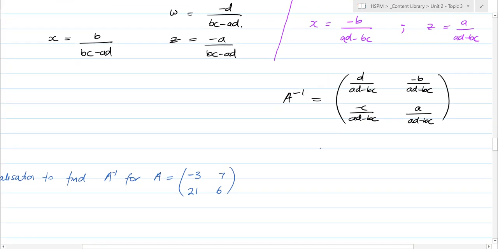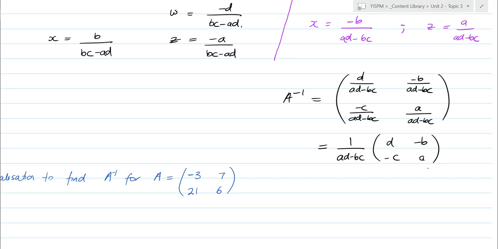This is written in a more formal way and a simpler way by taking out the common factor, the scalar 1 over AD minus BC, outside of D, negative B, negative C, and A. So that's the standard form of our inverse. For any matrix A, B, C, D, this is true. So interestingly, we do get this common thing that comes out. That's just worked out algebraically.